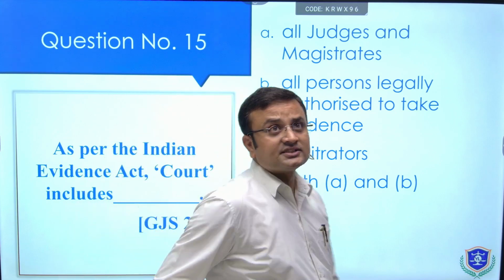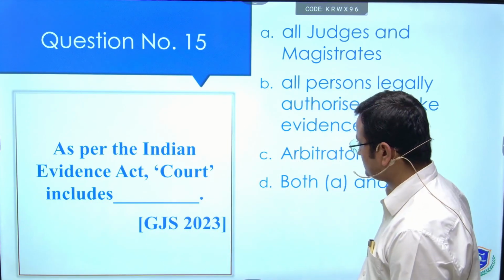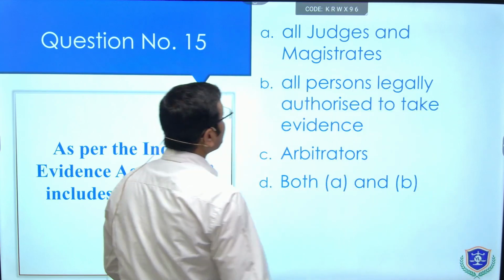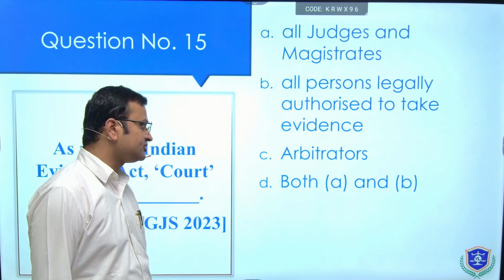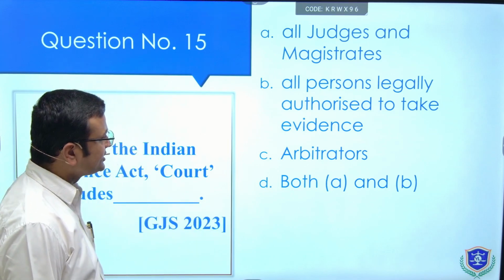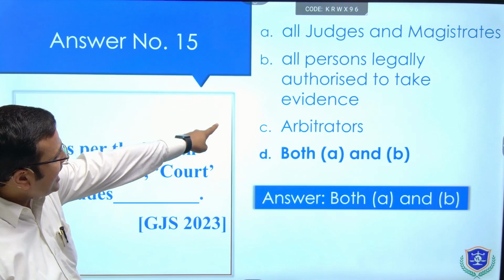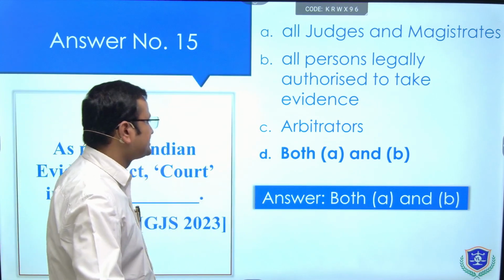The next question is, as per the Indian Evidence Act, court includes, asked in Gujarat Judiciary in 2023, and the options are: all judges and magistrates, all persons legally authorized to take evidence, arbitrators, both A and B. Let's see the answer. Both A and B. So all judges and magistrates and all persons legally authorized to take evidence.